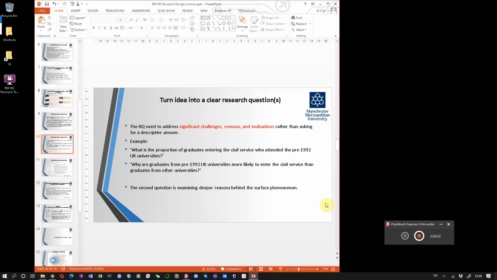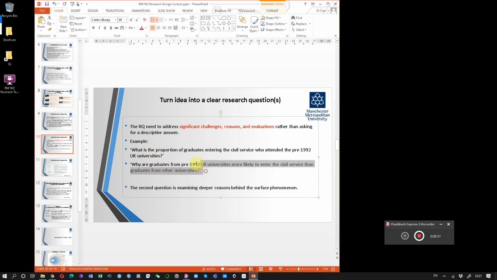So the first example: what is the proportion of graduates entering the civil service who attended the pre-92 UK universities? Is this a good research question? Let's look at the second one: why are graduates from pre-92 UK universities more likely to enter the civil service than graduates from other universities? So which one do you think is better? Well, the second one is much better as a research question.